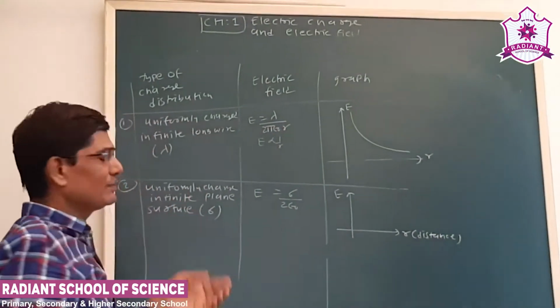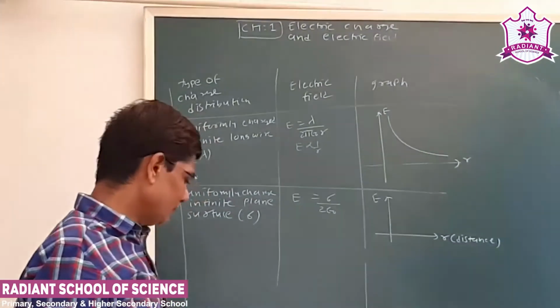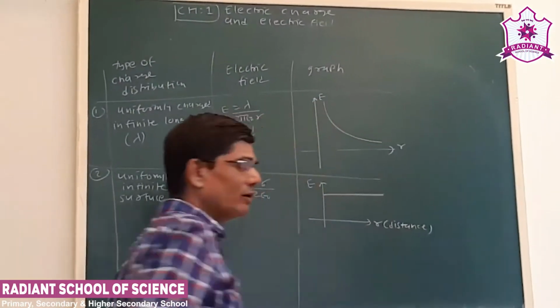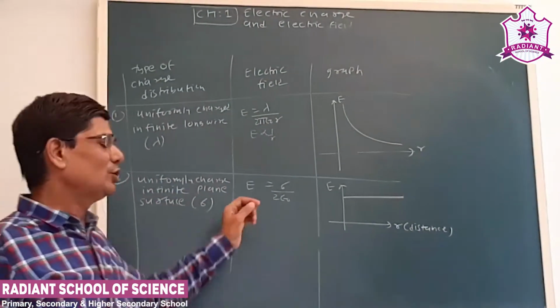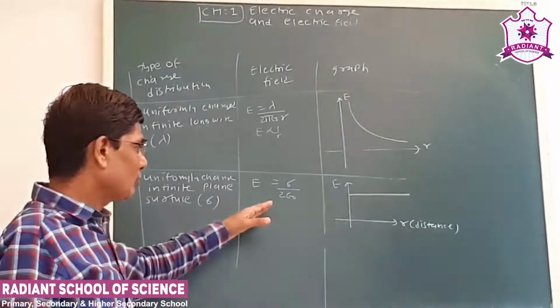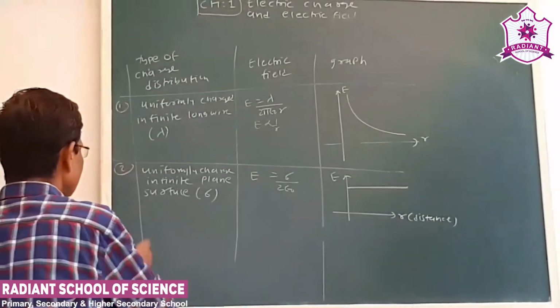Now here sigma and epsilon 0 for a given surface will be constant terms, so the graph also will be a straight line. So what we see is that the electric field due to a uniformly charged infinite plane surface will be constant, whatever the distance may be.